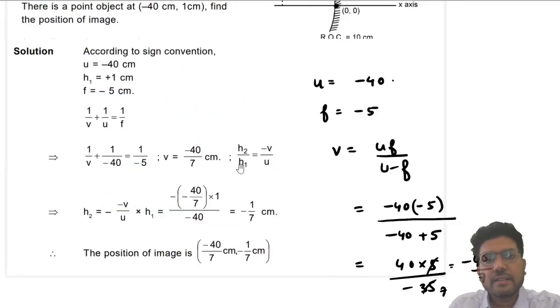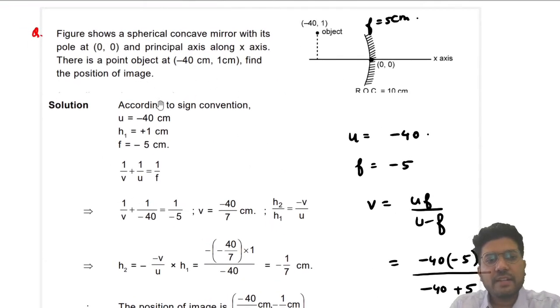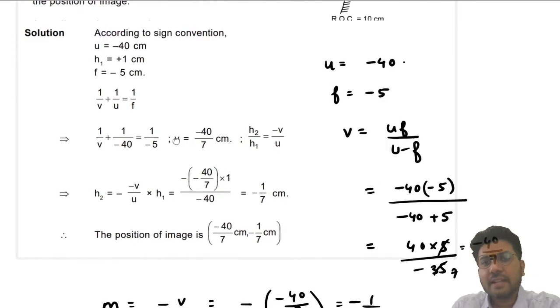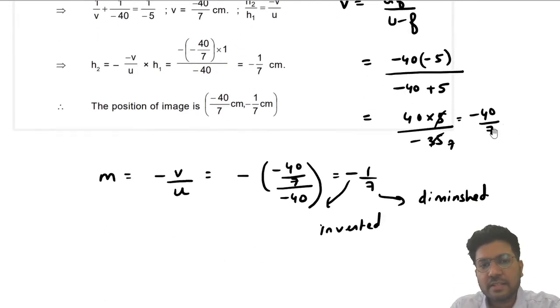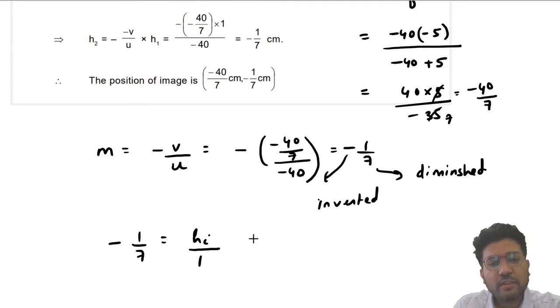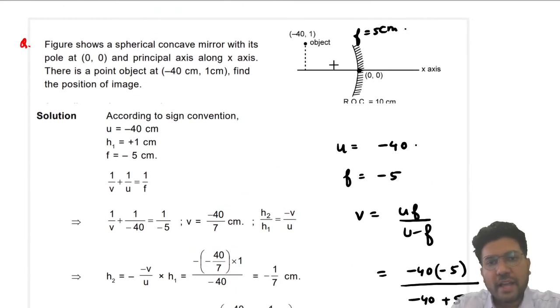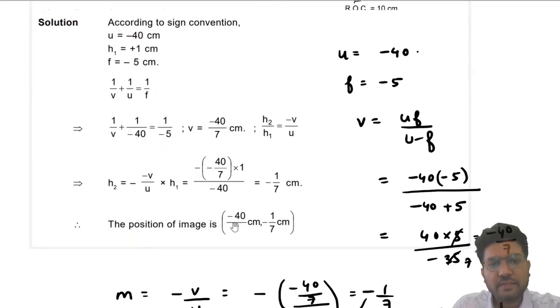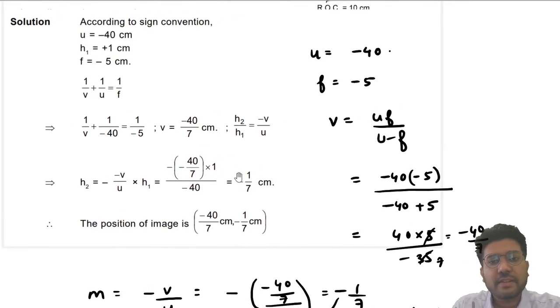All right, then we need to find the position of the image. So image is at minus 40 by 7. This is the x coordinate. Then for the y coordinate, what we will do? Minus 1 by 7 is equal to hi by ho. The height of object is 1, right? So height of image will be minus 1 by 7. So the image will be formed at minus 40 by 7 comma minus 1 by 7. So this is the position of the image, minus 40 by 7 comma minus 1 by 7, right?